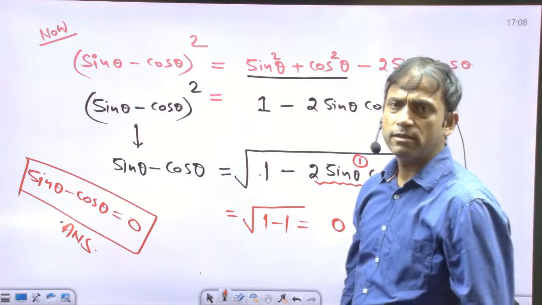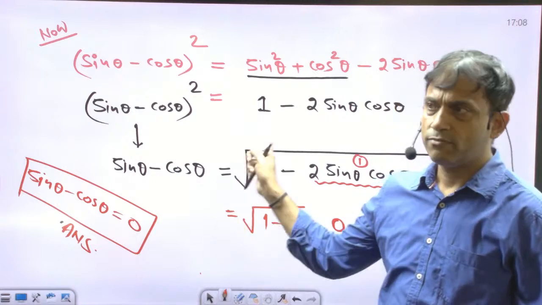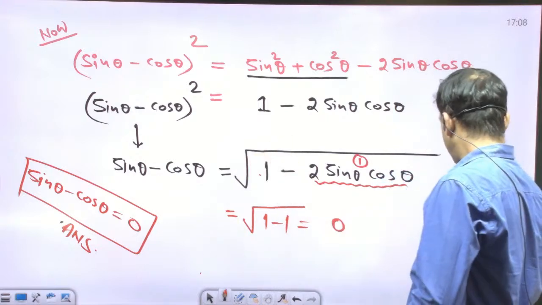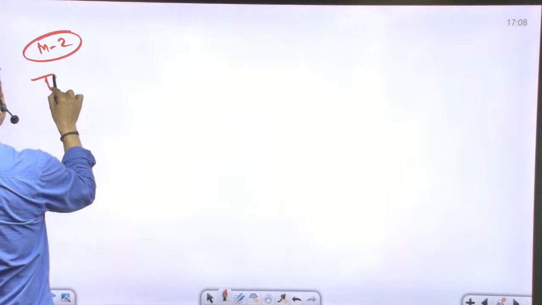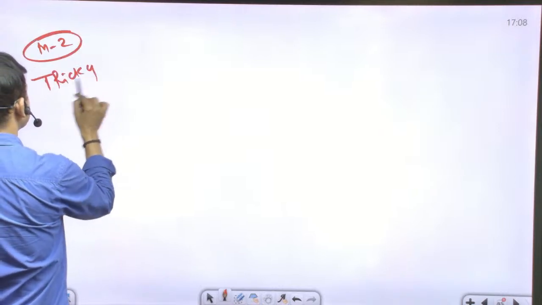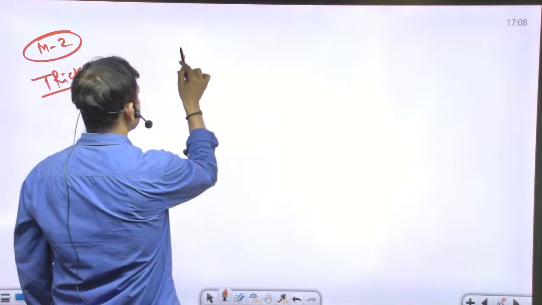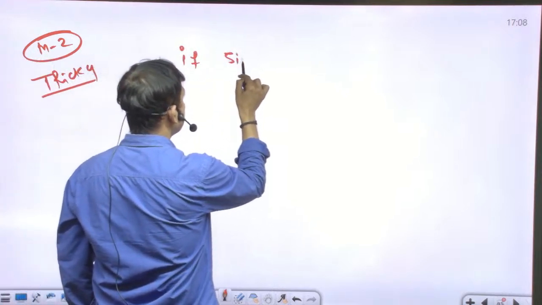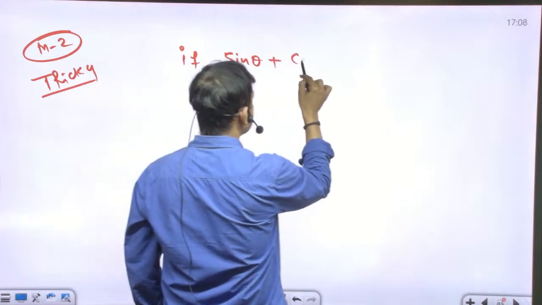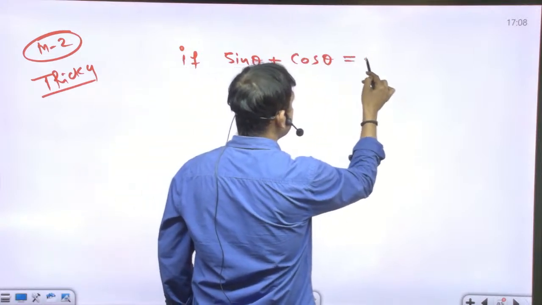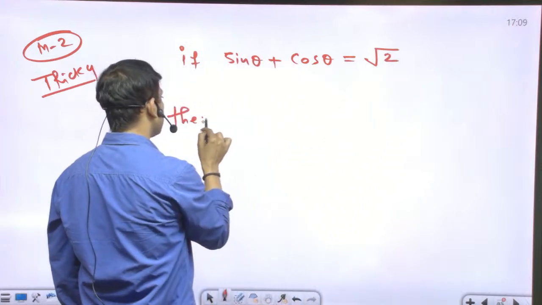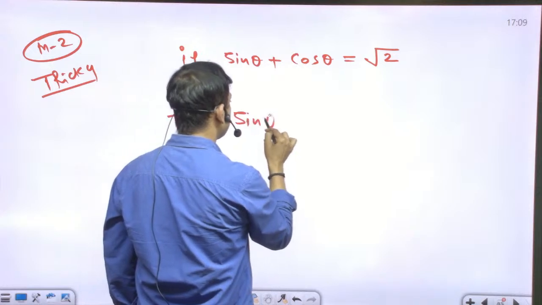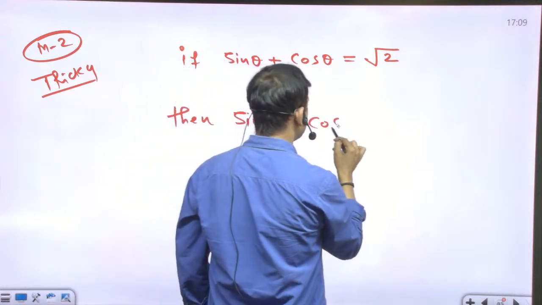Now take the tricky procedure for that question. Now write exam procedure. Method number 2 will be tricky solution for this question. If sin theta plus cos theta equals under root 2, then what will be the value of sin theta minus cos theta?